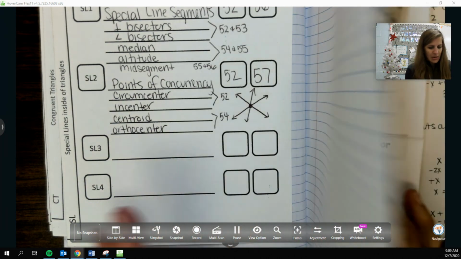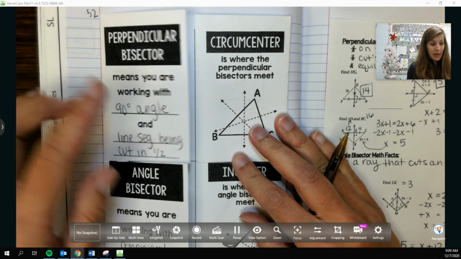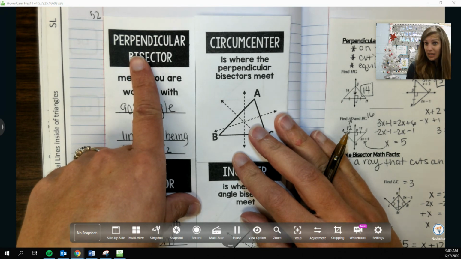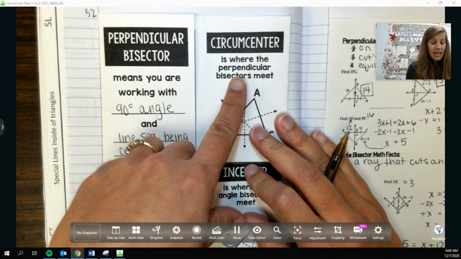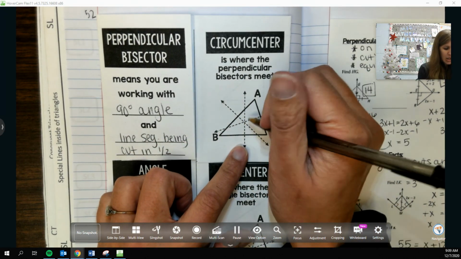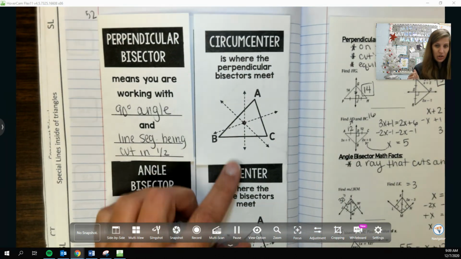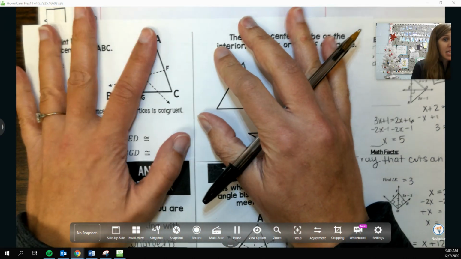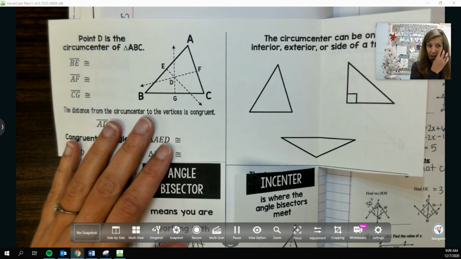So if we turn the page to 52, we've actually already done this one a little bit because we talked about perpendicular bisectors. Now, if I draw all three perpendicular bisectors, then they will meet at a point of concurrency that we call the circumcenter. So this point right here is called the circumcenter. And so some unique things happen here when we have all of the perpendicular bisectors.